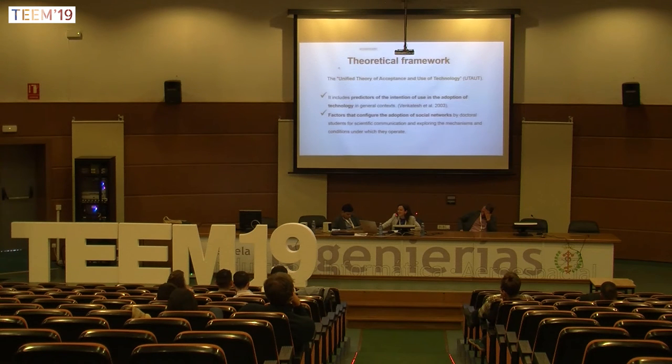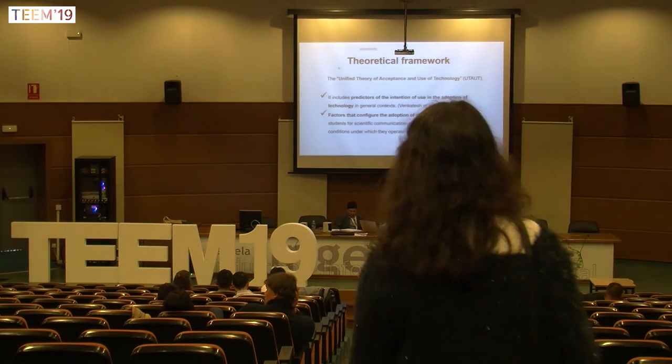The theoretical framework is the unified theory of acceptance and use of technology, UTAUT. This theory includes factors that explain the intention of use and the real use of technology in a general context, so we are going to apply it to science communication and to the use of social networks for science communication by students. We are studying the factors that configure the adoption and real use of the social networks.